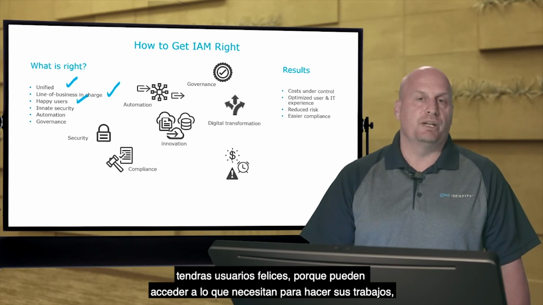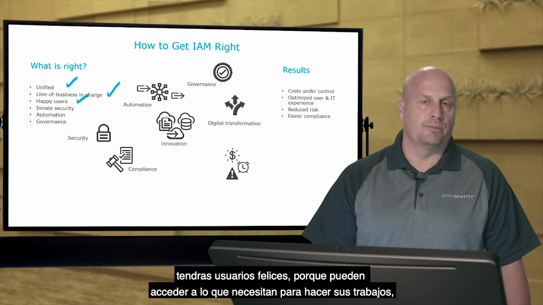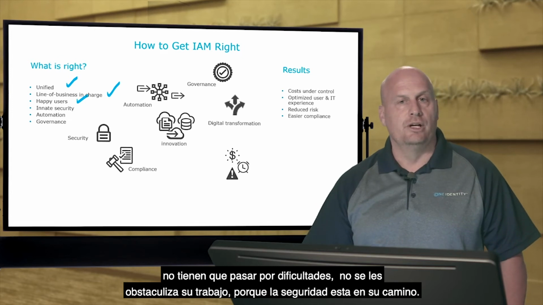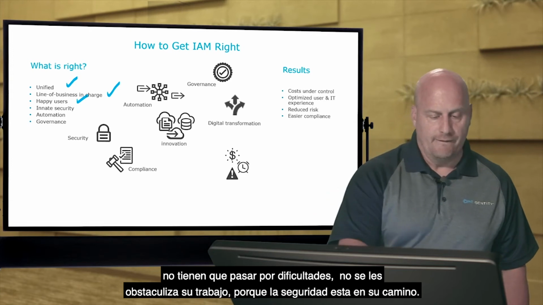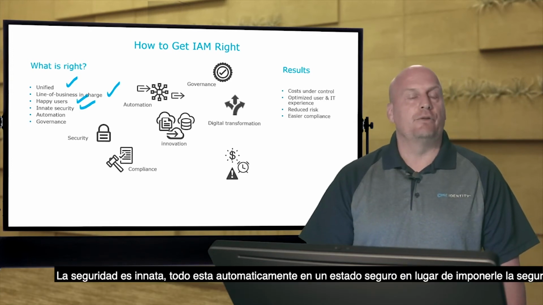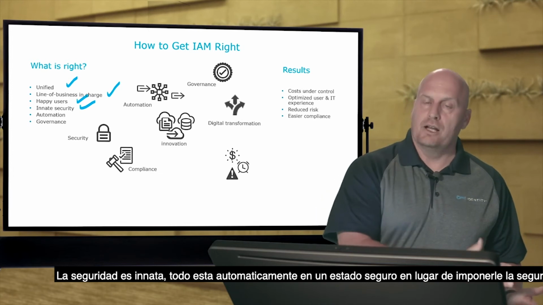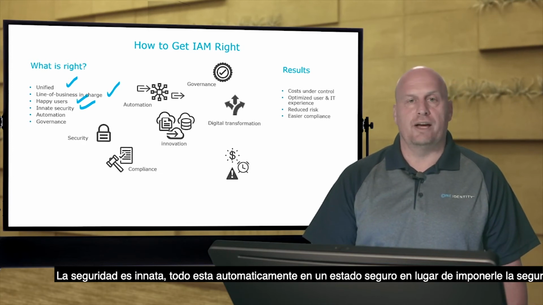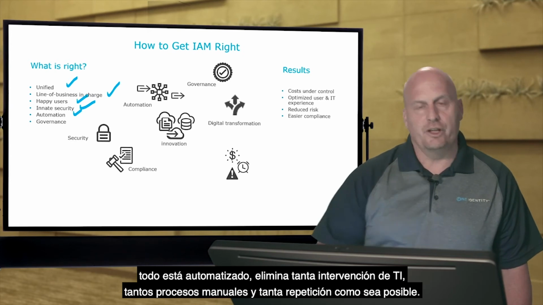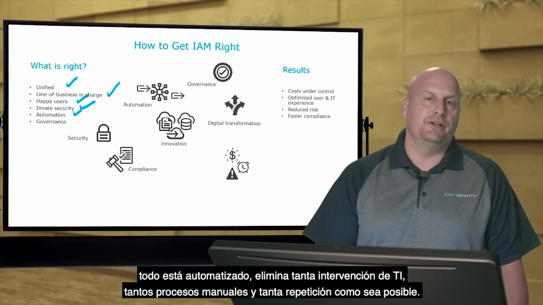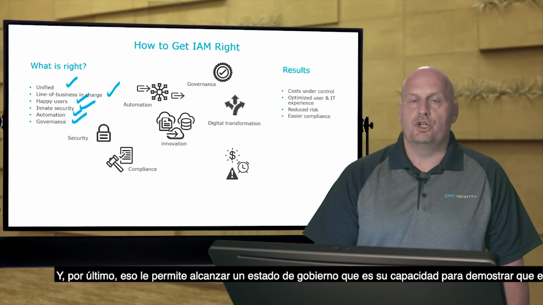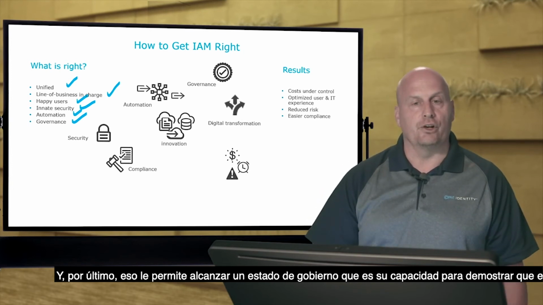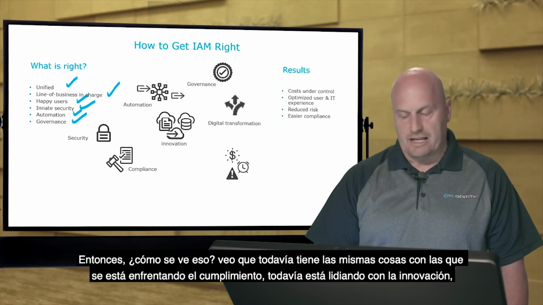You're going to have happy users because they can get to the things they need to do their jobs. They don't have to jump through hoops. They don't have to be obstructed from doing what they've been hired to do because security's getting in the way. Security's innate. Everything is automatically in a stance of being secure as opposed to having security imposed on it. Everything is automated. You remove as much IT intervention, as much manual process, and as much repetition as possible. And finally, that allows you to achieve a state of governance, which is your ability to prove that you're doing everything right. So, how does that look then?